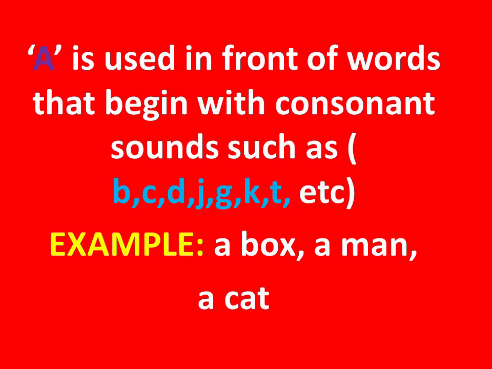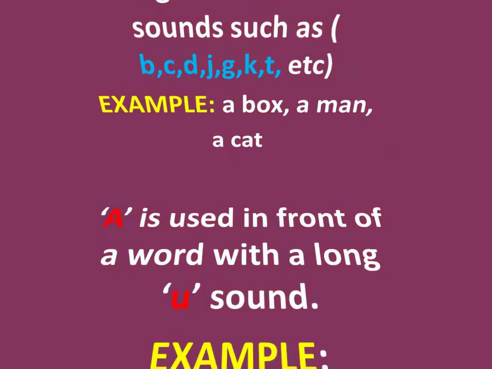Did you take notice that box began with B, man began with M, and cat began with C? Okay, so in that case, it's showing that they are all consonants.